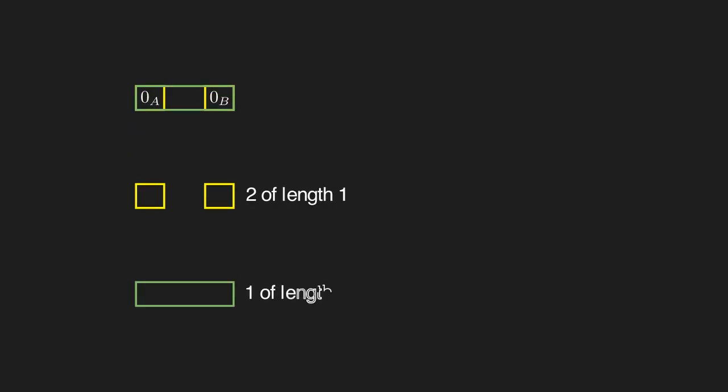Now, what if the block has two consecutive zeros? Let's denote them as 0A and 0B. We can form subarrays of length 1, just 0A, or just 0B. That's 2 subarrays. We can also form a subarray of length 2, 0A followed by 0B. That's one more. In total, a block of 2 zeros gives us 2 plus 1, which equals 3 subarrays.